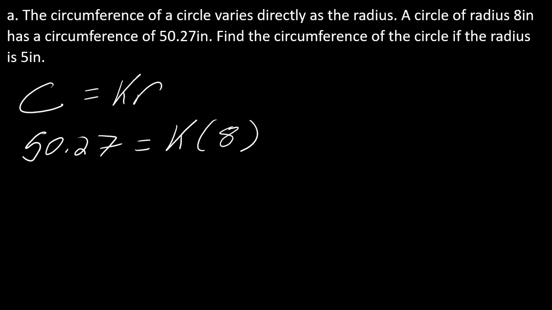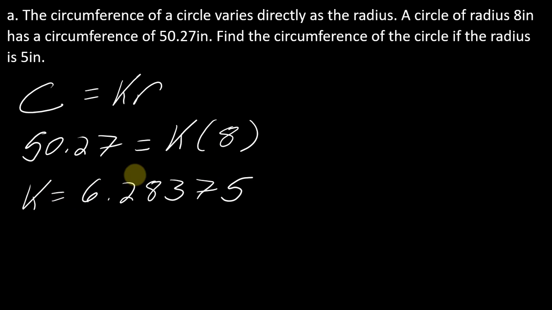Then if I just divide both sides by 8, I get that k equals 6.28375. But if you were to just calculate the value of 2 pi, if I plug it into my calculator, 2 times pi comes out to about 6.283185. So it's pretty close. These are all rounded answers, so we're not going to get exactly 2 pi, but this really does just come out to be 2 pi.